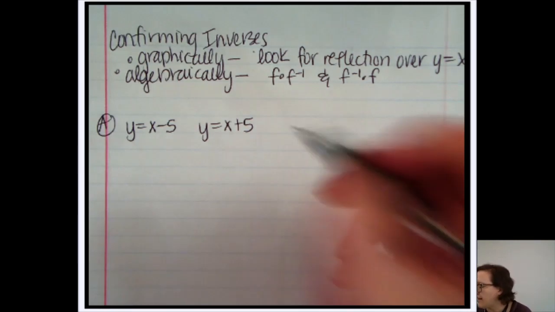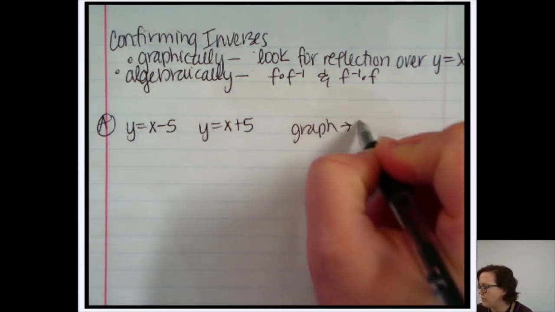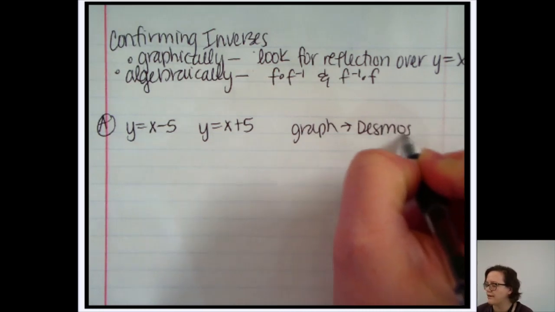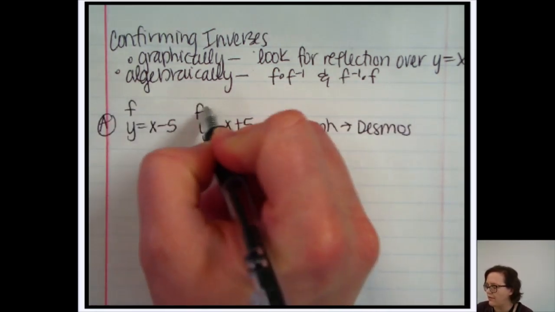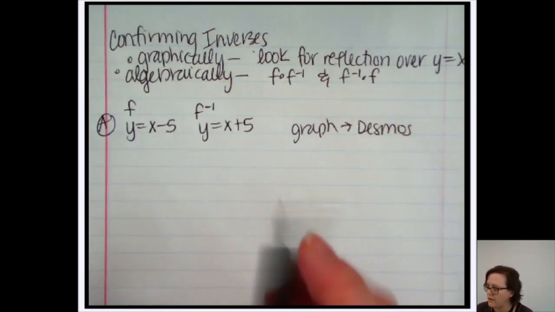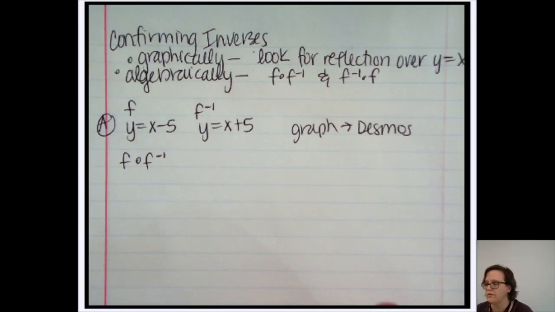Now, on the graph we check Desmos. Now let's look algebraically. So we'll call this f and this one f negative 1. It doesn't matter which. But let's do f of f negative 1. I'm going to highlight at least a couple times maybe to keep us straight.